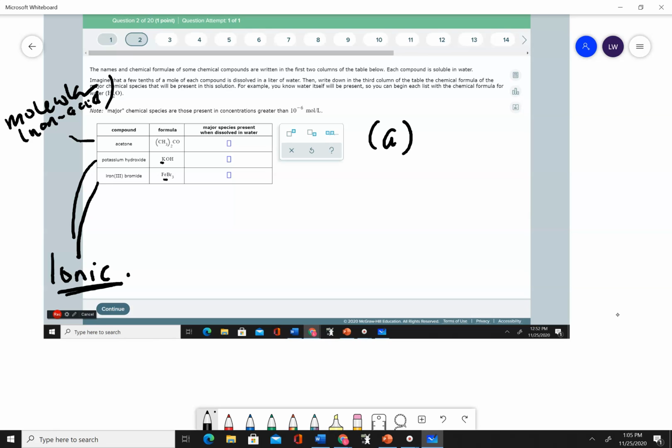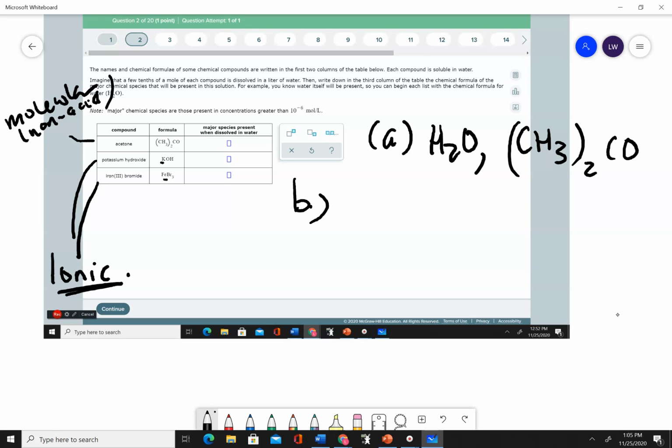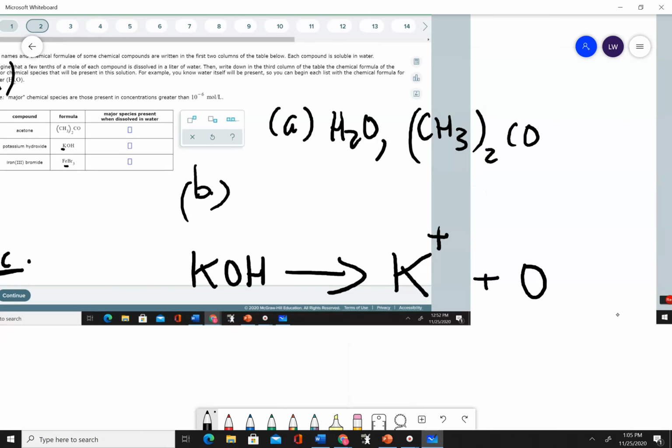So for the first one, we're just going to write water, and then we're just going to write the formula of the compound, and we're going to be cautious not to make a mistake. There we go. Now, for B, we have to figure out what the ions are that are formed. So potassium hydroxide, when it dissociates, is going to form potassium ions. Potassium's in group 1, so that'll be +1. And then hydroxide ions, they've got to be -1. They're in a 1-to-1 ratio. So these are the things that will actually be present.